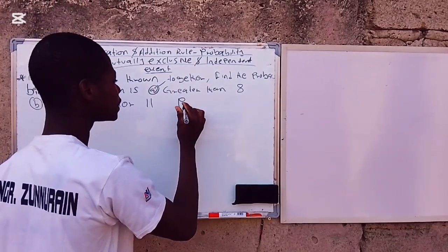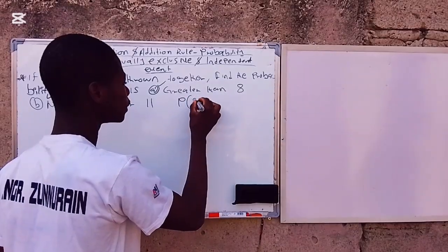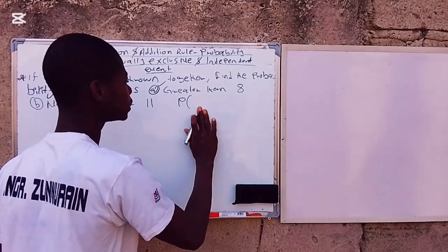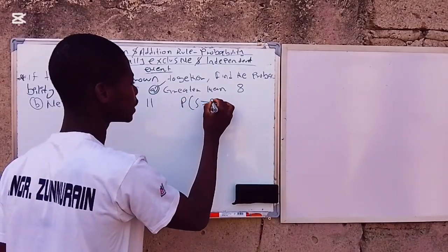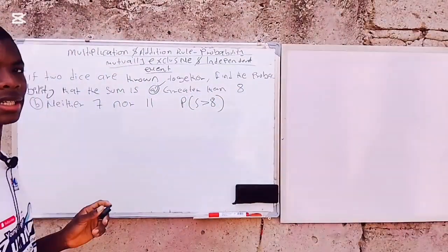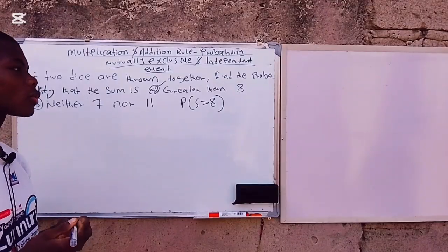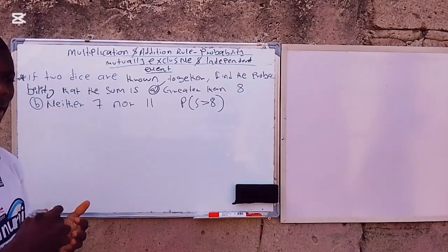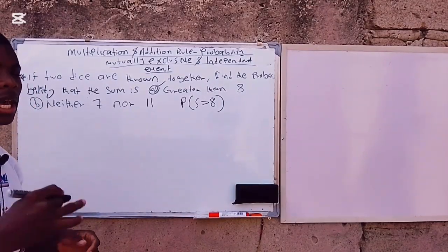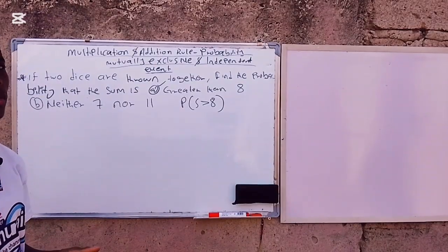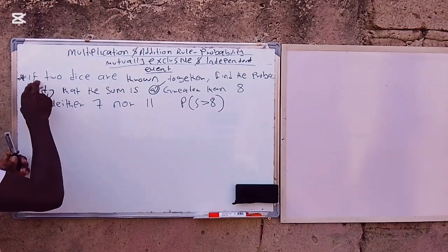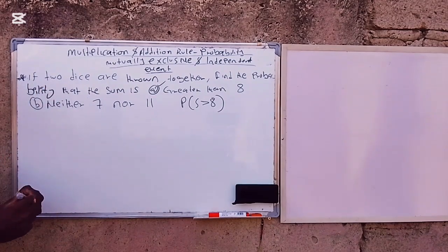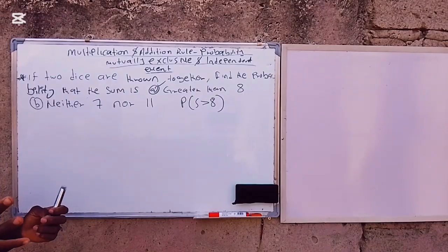So the probability that the sum is greater than 8. We are going to see how many numbers are greater than 8. 9 is greater than 8, 10 is greater than 8, and also 11 and 12 are greater than 8. So let's see what we are going to get. We have to take a look and see that with two dice, each die consists of 6 possible outcomes.